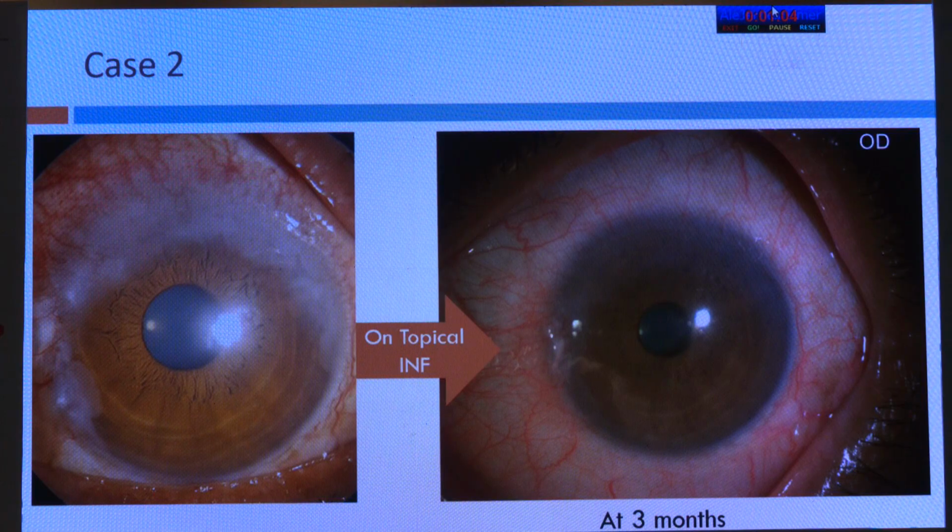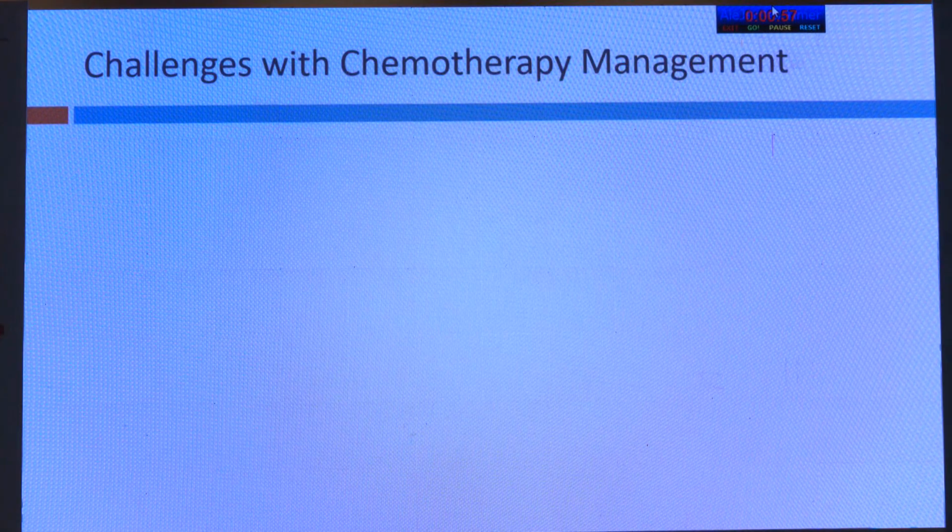It almost regressed, just a focal nodule left over at the limbus with the presence of a pterygium, and we are continuing the patient on topical interferon chemotherapy.